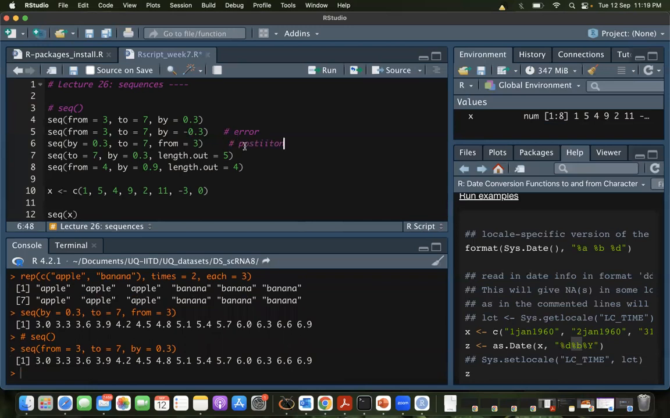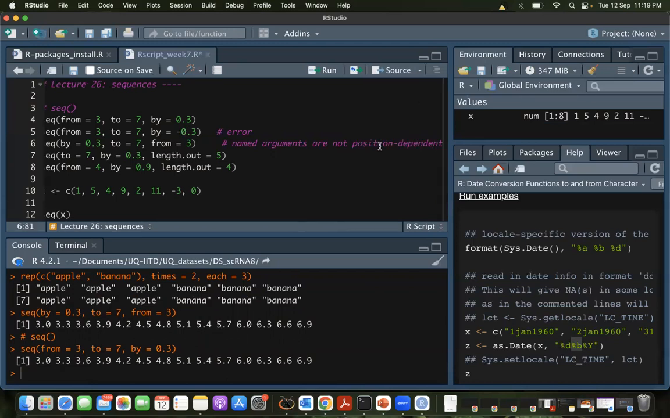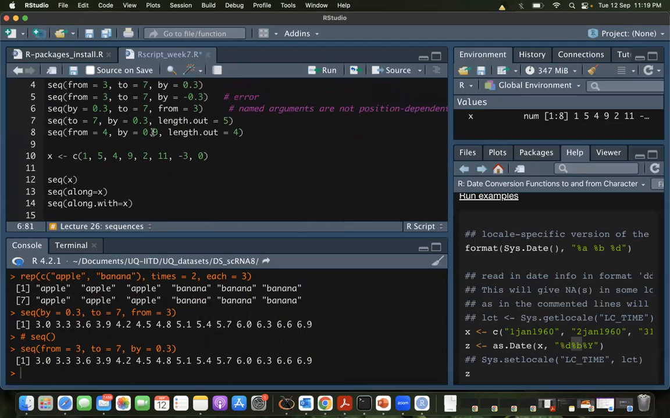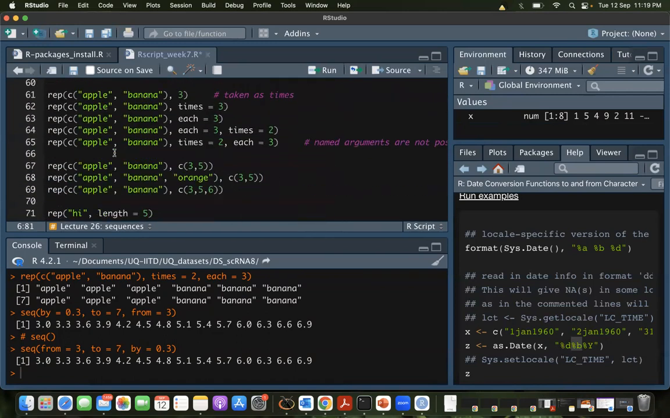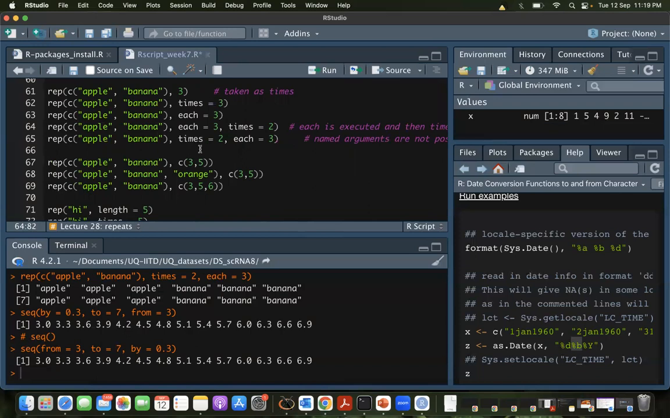So again, named arguments are not position dependent, right? This is what I say. Whatever order you write it in, there's a particular inherent format in which it's going to read it. And that's the case here. So first each is executed, and then times. Okay.